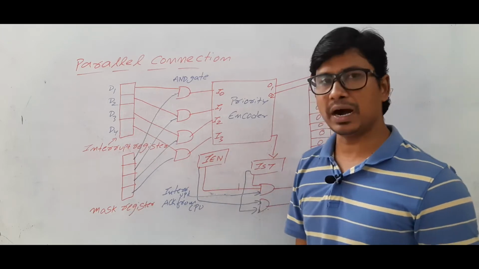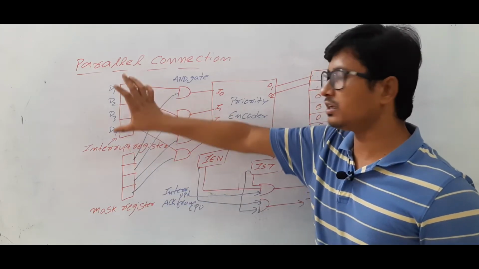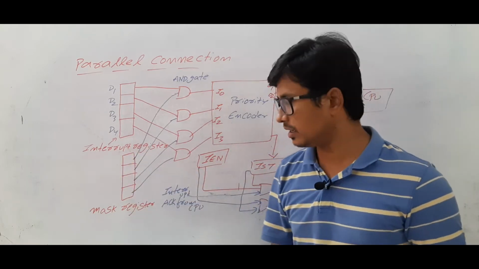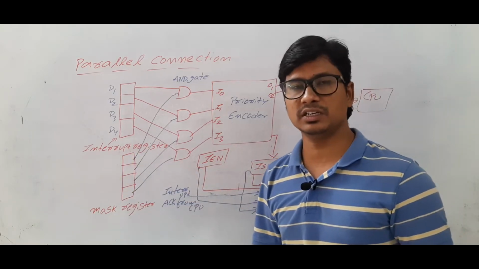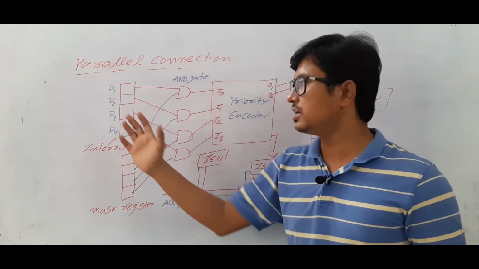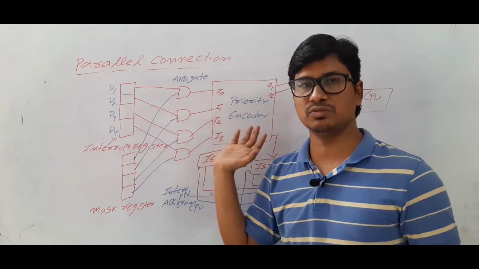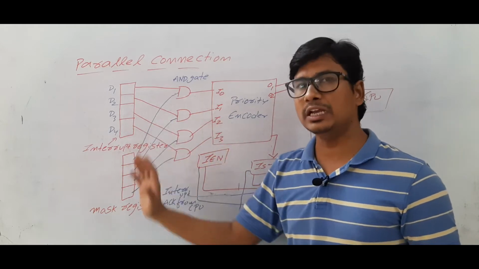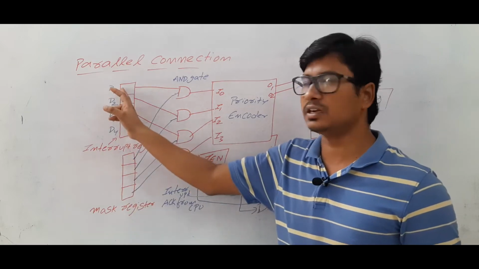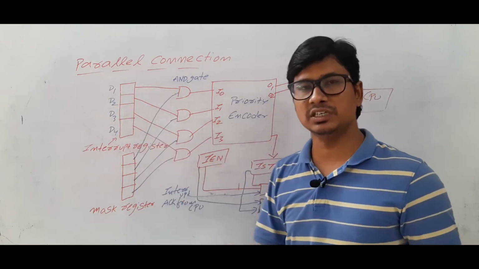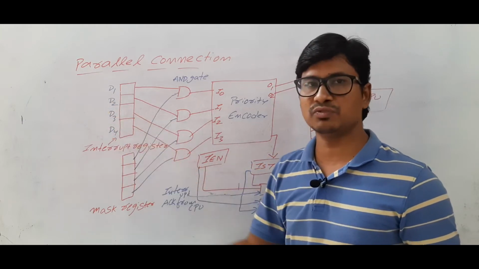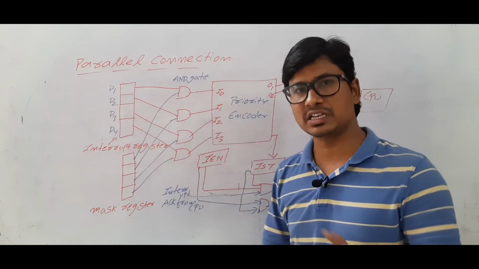Now we have a mask register. How many devices are there? That many bits of the mask register will be there. The use of this mask register is to eliminate the low priority devices whenever a high priority device is executing its instructions with the CPU. Suppose device 1 is executing its interrupt with the CPU, then device 2, device 3, device 4 are low priority devices compared to device 1.